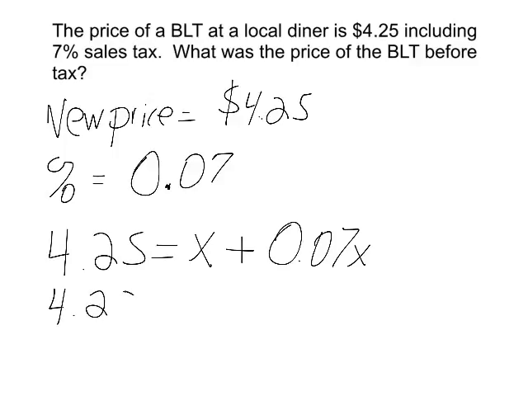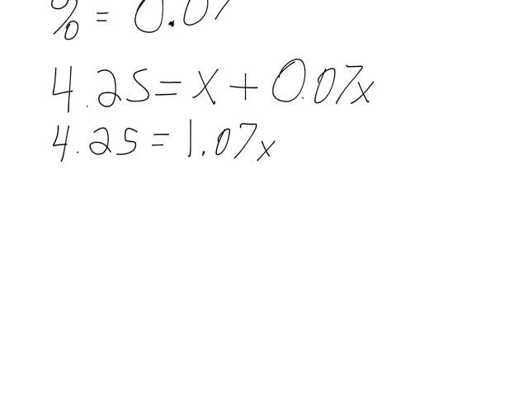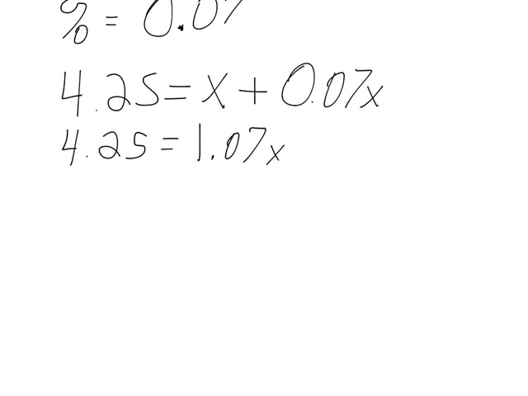So $4.25 is equal to 1X plus 0.07X. Then you take your calculator and figure out what that is. We are going to round to the nearest cent, since X is in terms of dollars and cents. That rounds to $3.95. It's like 3.9716 and a bunch of other numbers when you do it in the calculator. So that is what the original price was.